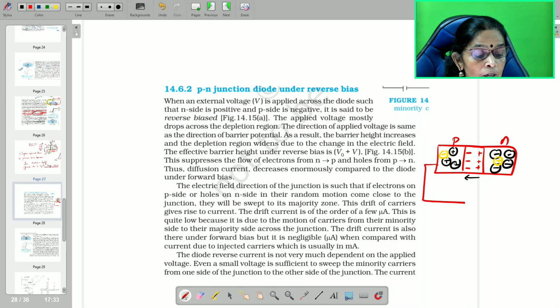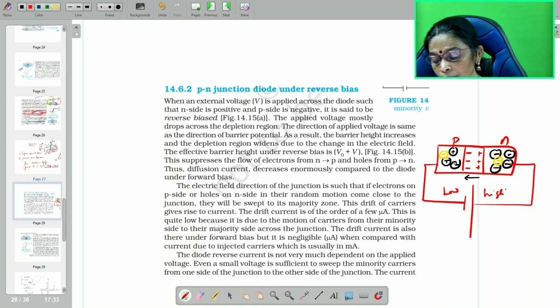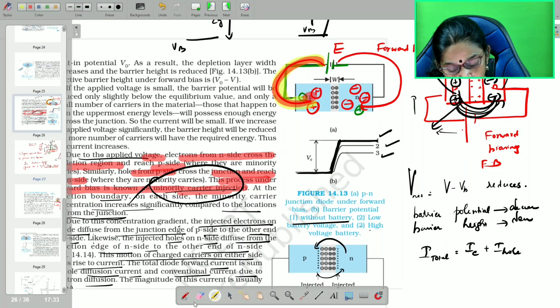What bias? Reverse. P is connected to low potential, N is connected to higher potential. The opposite of what you gave earlier. When you give it, what happens? Earlier we have seen, right? Positive to positive, negative to negative, what will happen? Repulsion. So due to repulsion here, it crosses the junction. Here also repulsion, so it crosses the junction.